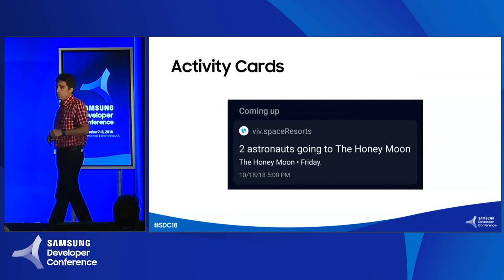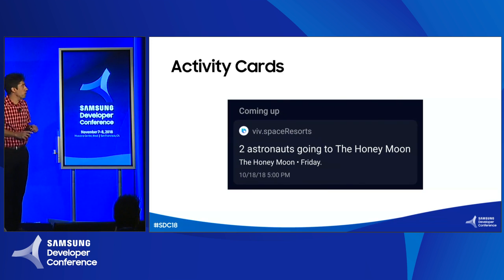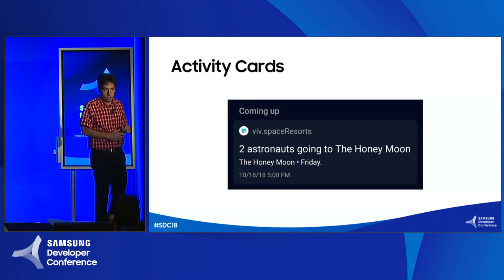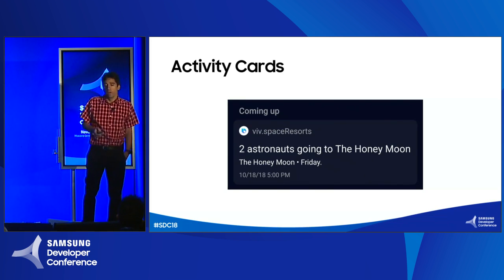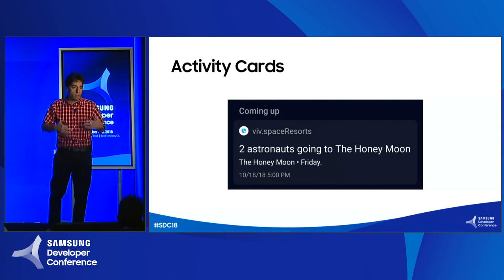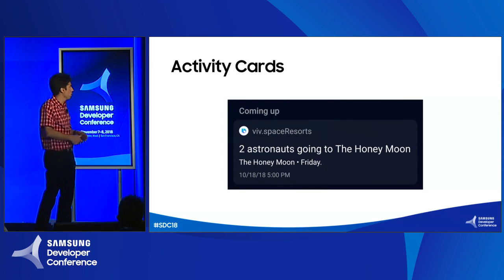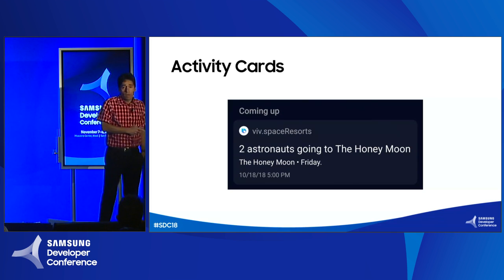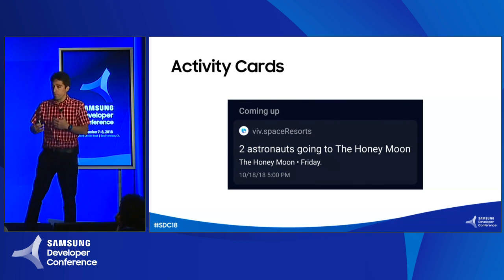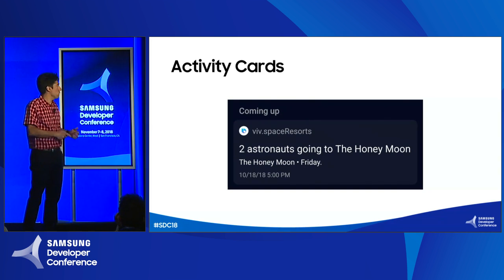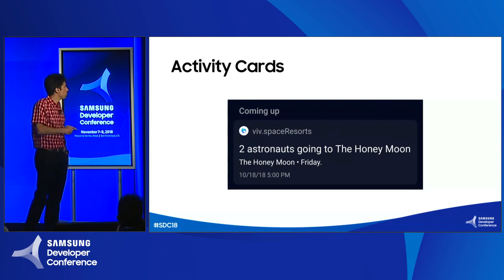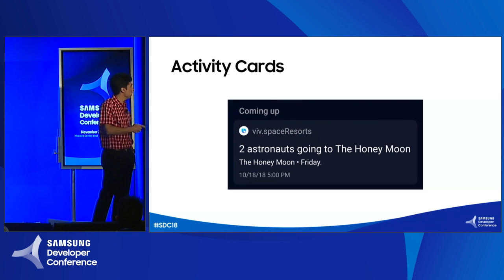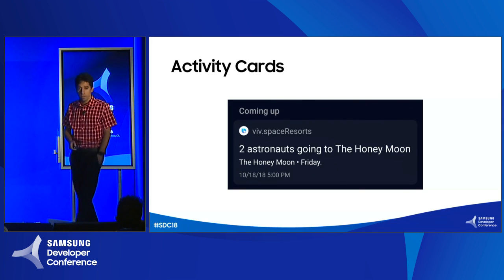Another thing we can improve is the experience, by using what we call activity cards. These are reminders of activities to come. So in the case of a space resort activity, we can remind the users in the Bixby homepage that there is a space trip coming soon. Something like this shows up as a reminder.